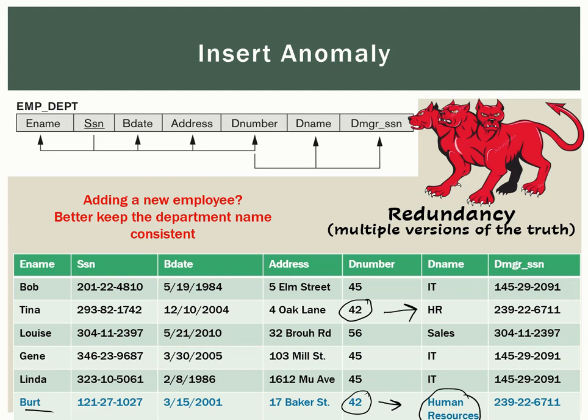This gives the impression that these are 2 different departments, and it's certainly going to make querying harder to try to find all the departments from HR if you use the department name. So now we have 2 versions of the truth. Department 42. What is it? Is it HR or is it Human Resources? We have a data anomaly.